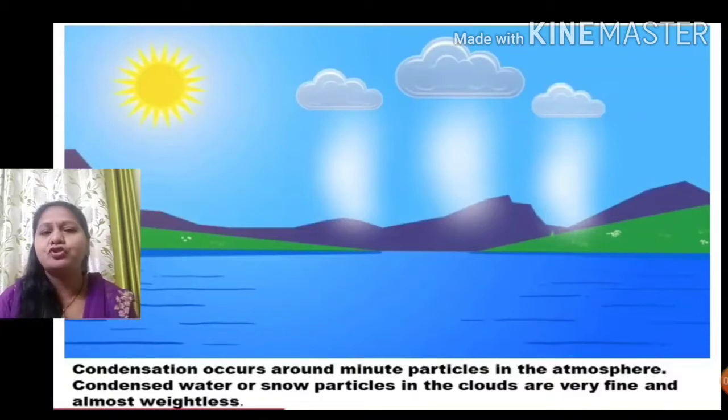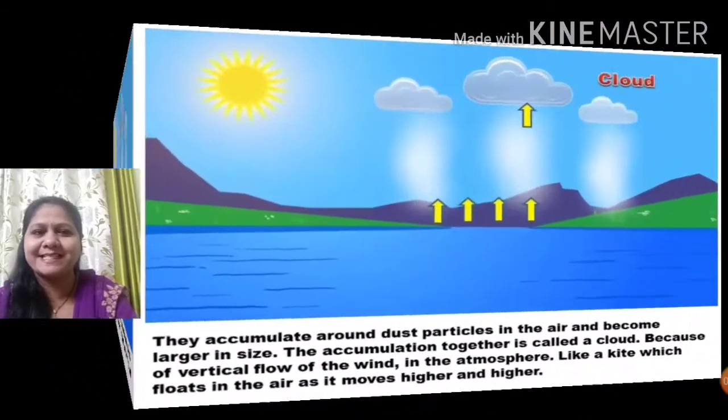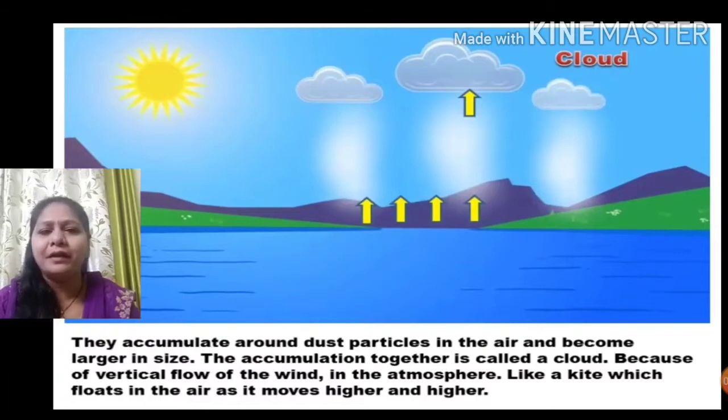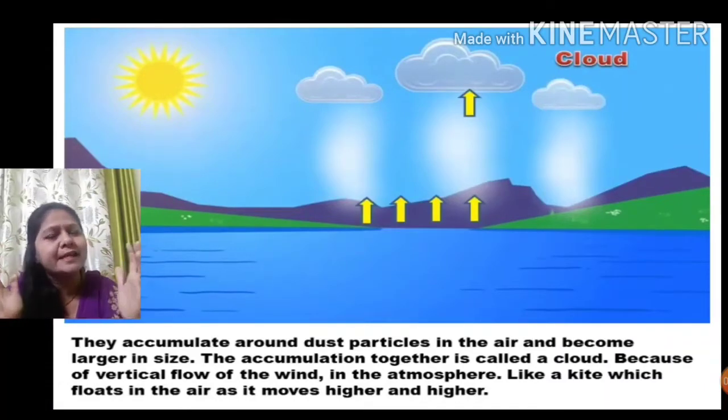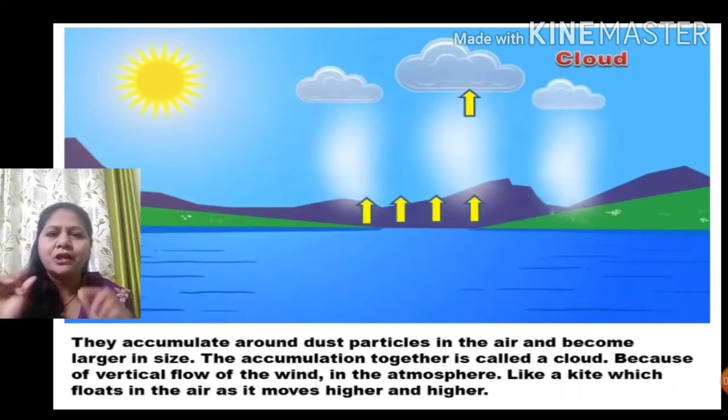Condensed water or snow particles in the clouds are very fine and almost weightless, right? Okay, and they accumulate around dust particles in the air and become large in size. ये जो छोटे छोटे particles है ना, जमा होते हैं dust particles के साथ, वो mix होते हैं और वो visible होते हैं, इसलिए आपको clouds दिखता है. समझ में आ रहा है? ये जो small moisture है, ये एक जगह जमा होते हैं with the help of dust, salt present in the air, and they are visible. And this visible thing is nothing but clouds, right? And when these things become large in size, the accumulation together is called a cloud.